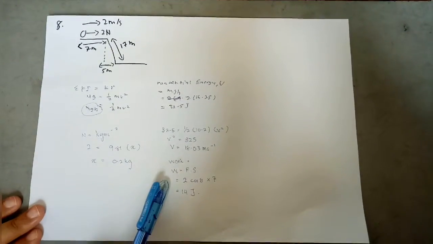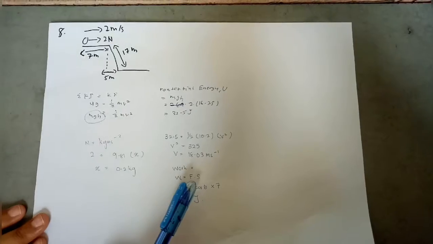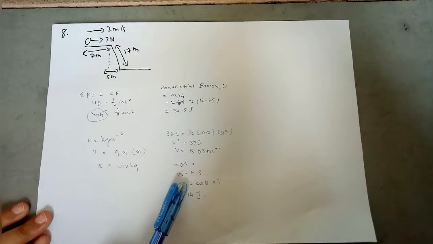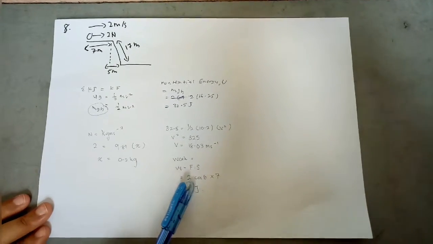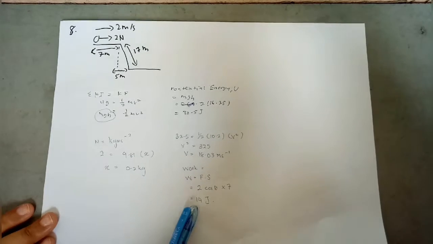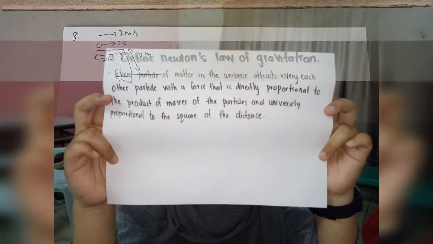The work is F times s. So work is 2 cos theta times 7. So the answer is 14 joule.